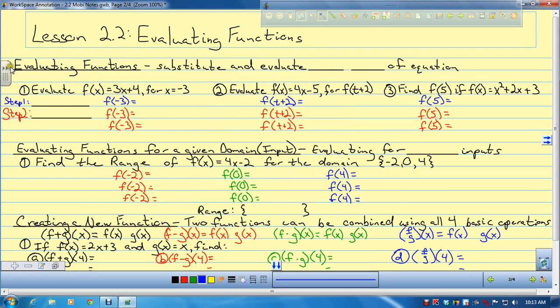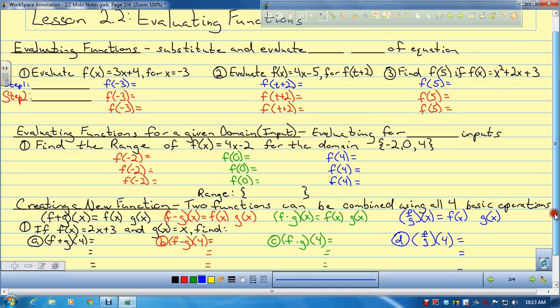Now we're going to move on to three other topics. The first being we are going to evaluate these functions. Okay? So let's first look here at what this really means. We're going to substitute in and evaluate the right side of these function rules or these equations.